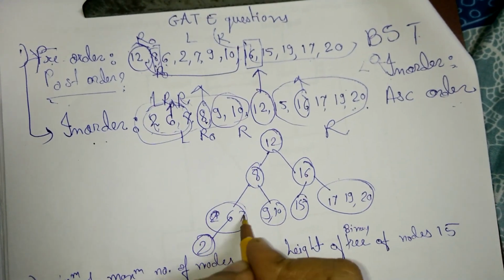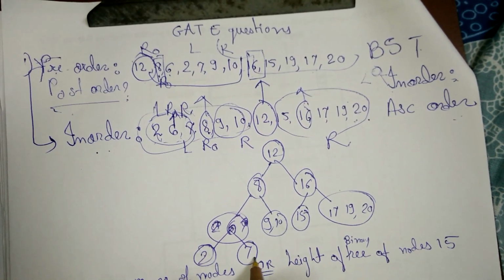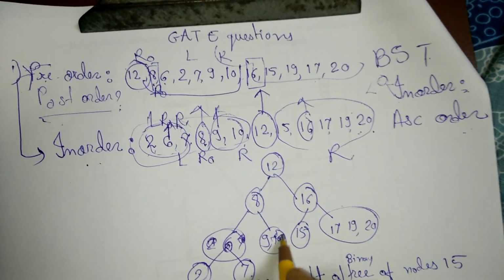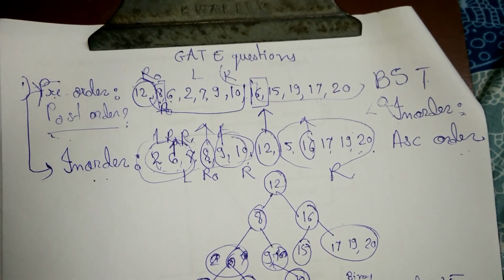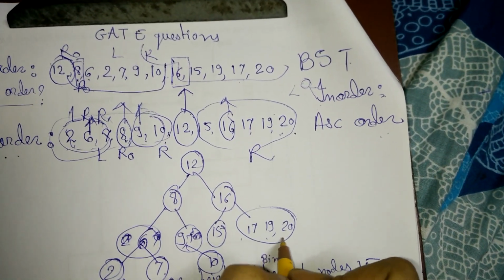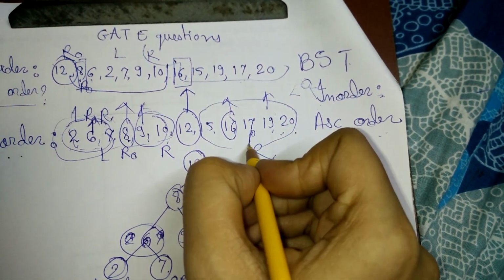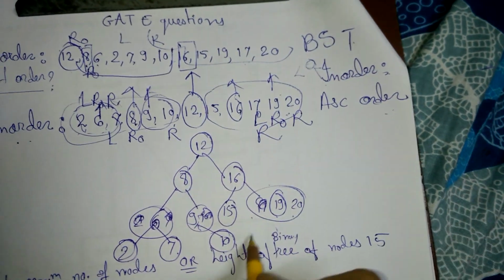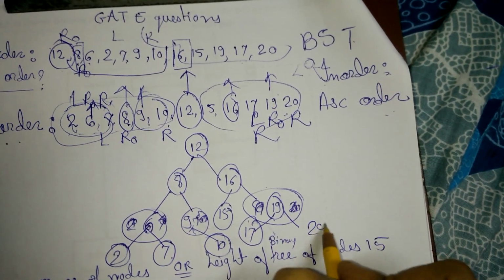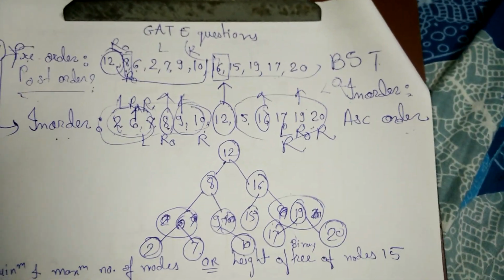So 6 will be my root. So 2, 6 and 7. Here also I have 9 and 10. So definitely 9 is going to be my root and 10 is going to be my child. Here we have 17, 19 and 20. So here 19 will be the root, as we have the formula left, root, right. So 17 will be my left child and 20 will be my right child. So this is how your tree will look.